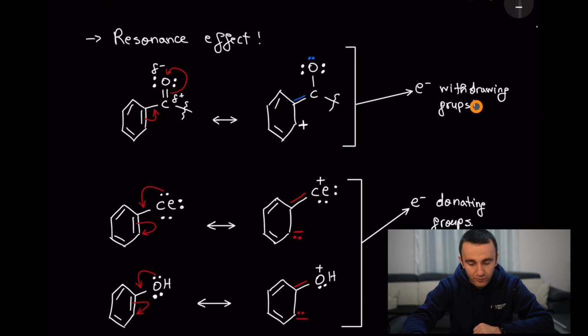Electron withdrawing groups, such as a carbonyl group, are going to withdraw electrons from the ring. So this pi bond moves here and this bond moves here, destabilizing, so deactivating the ring. In the case of chlorine, it moves one pair of electrons here by creating a double bond here, and here remains a negatively charged anion, so it activates the ring. Also in the case of the hydroxy group, it donates electrons and again activates the ring. So electron donating groups activate the ring, electron withdrawing groups deactivate the ring.